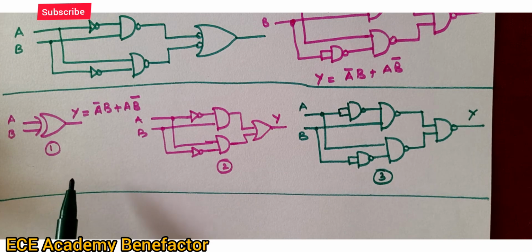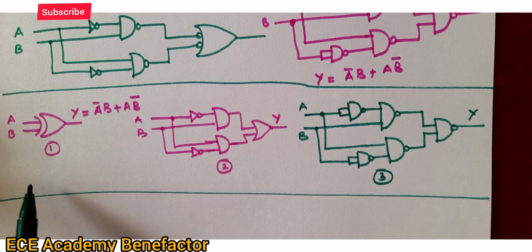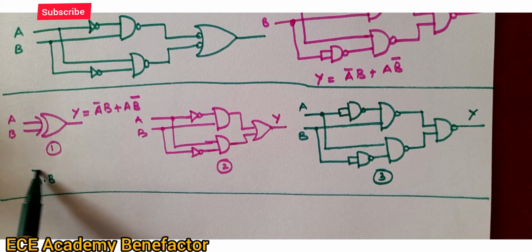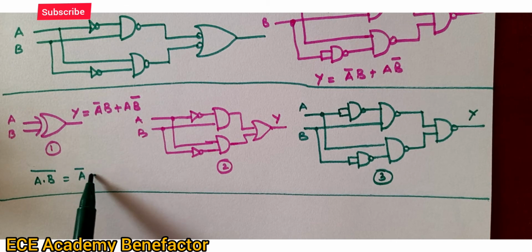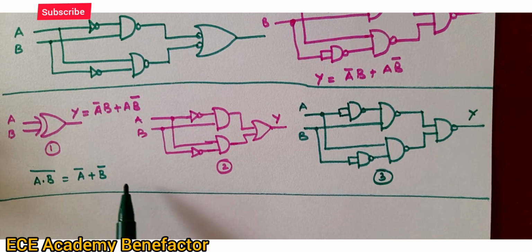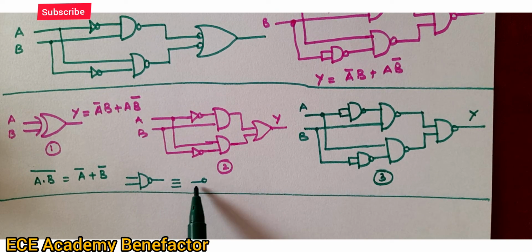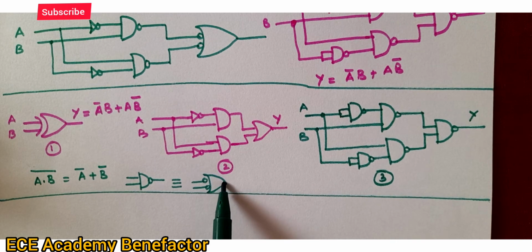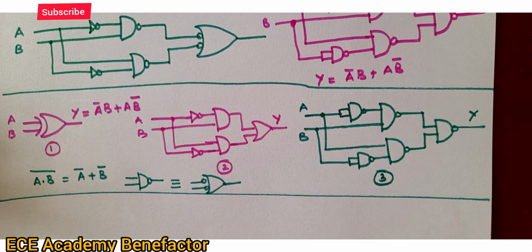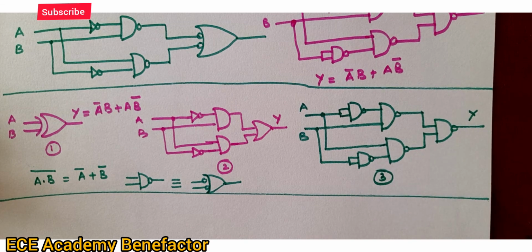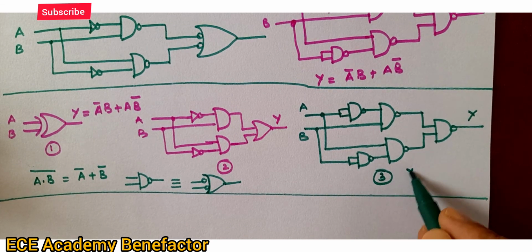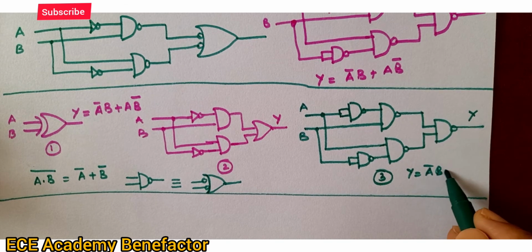So what is the basic equation you have to remember while conversion? De Morgan's theorem. As you are using NAND gates, use this theorem: A dot B the whole bar is equal to A bar plus B bar, which indicates a NAND gate is equal to a bubbled OR gate. Okay, bubbled OR gate. I hope you have understood the class. So Y will be here A bar B plus A B bar.